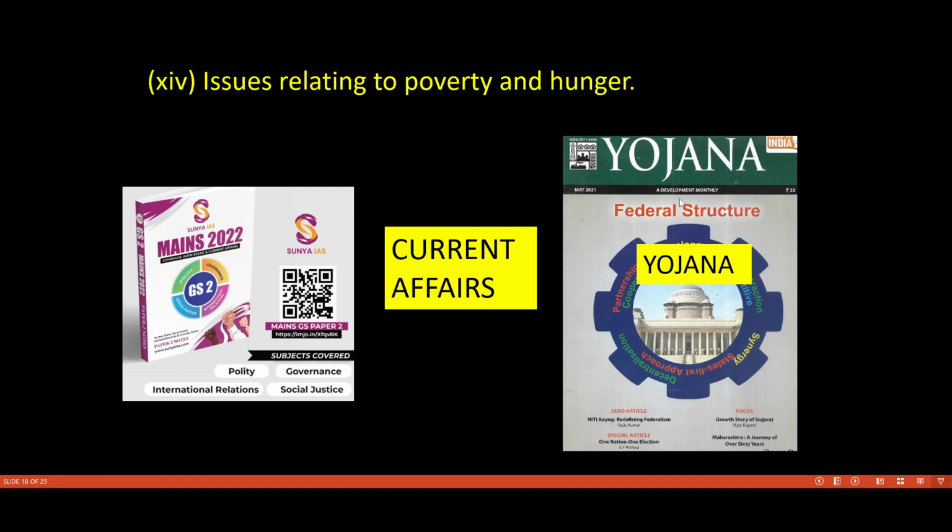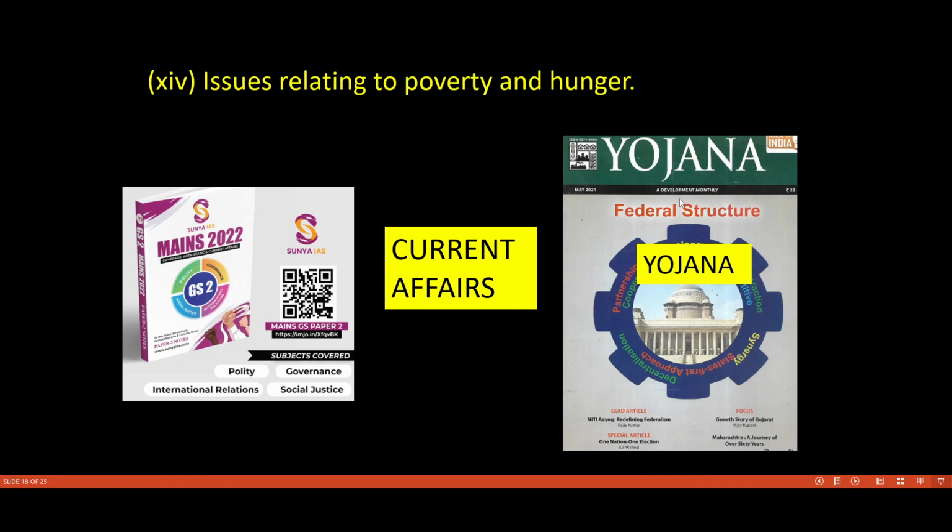Issues relating to poverty and hunger. Poverty and hunger are concepts of sociology. Again, I have recommended that you discuss with friends who have sociology optional, or try to read a section or two of IGNOU's sociology where poverty and hunger are covered, so that you can get the basic concepts. Also, Yojana discusses it very well.